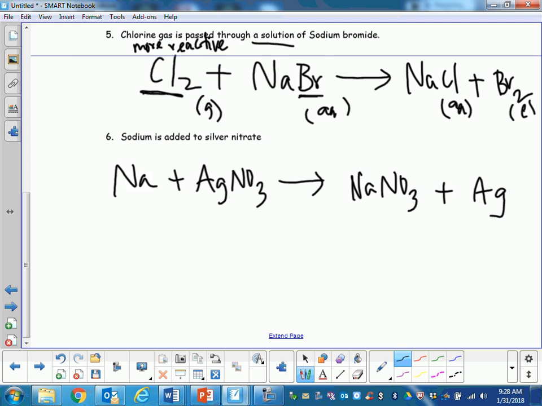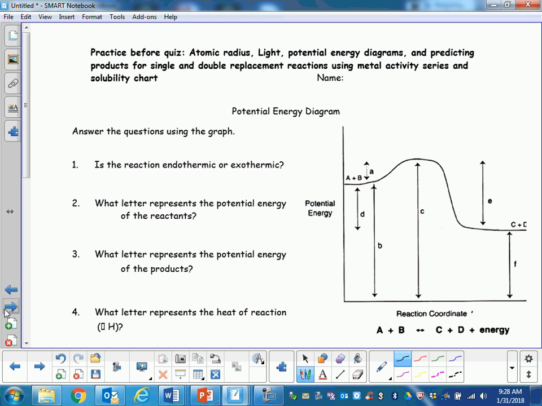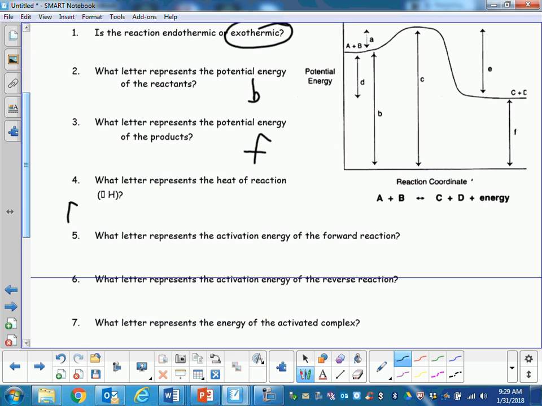Okay, let's go to the next page. Potential energy diagrams. Is this endo or exo? Exo. It's an exothermic reaction. Which letter represents the potential energy of the reactant? E. B. Which is the potential energy of the products? F. F. How do you calculate, or which is the heat of reaction? Is it product minus reactant? This is delta H, by the way.